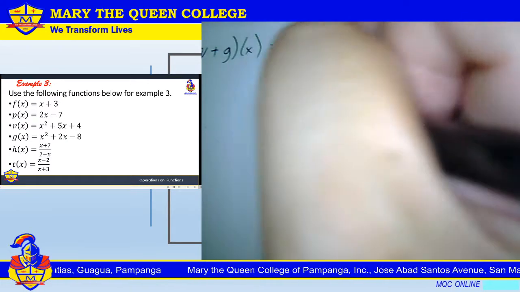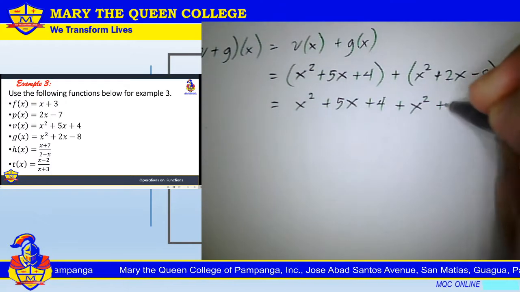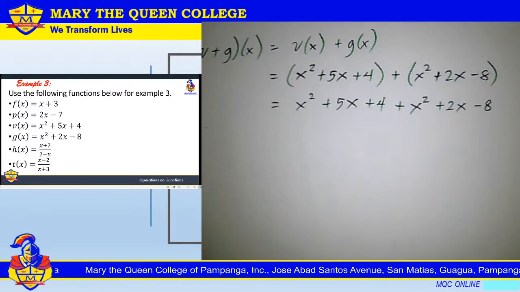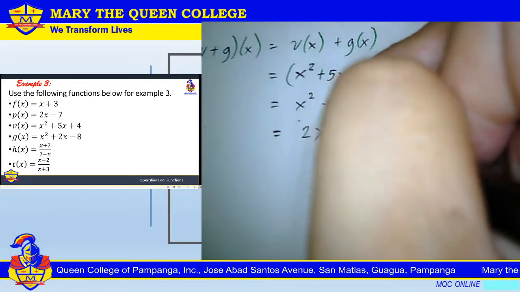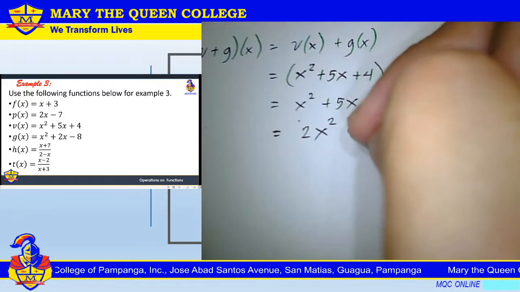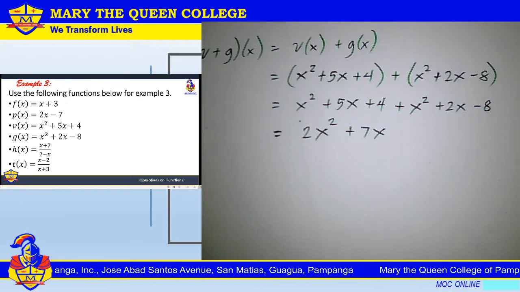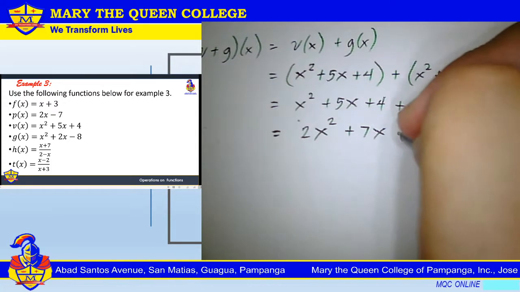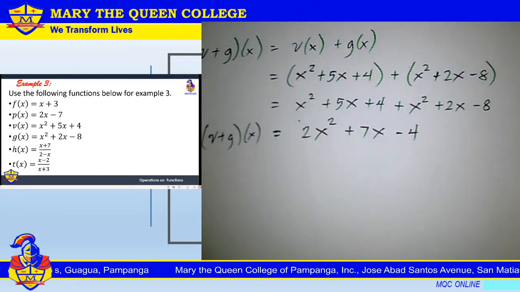Then, remove the grouping symbol. You have x squared plus 5x plus 4 plus x squared plus 2x minus 8. Okay? Then, combine similar terms. X squared plus x squared, that is 2x squared. 5x plus 2x, that is 7x. Then 4 minus 8, that is negative 4. Okay? So, yun po yung ating magiging sagot for v plus g of x. Okay? So, guhitan ko na lang po.